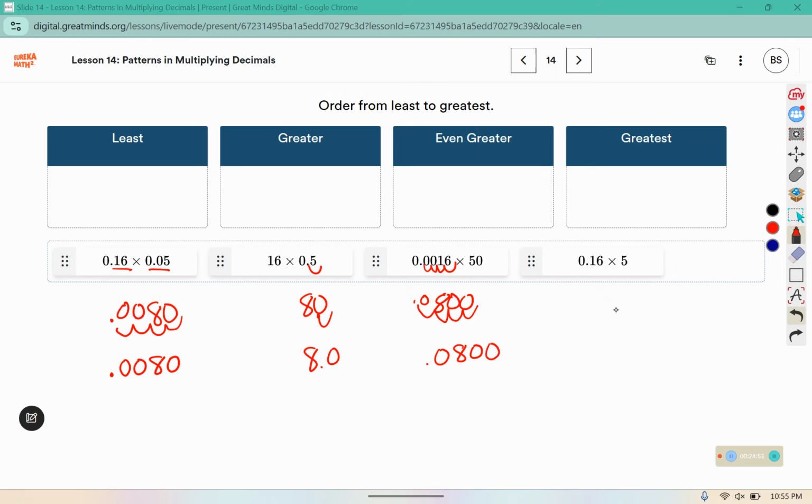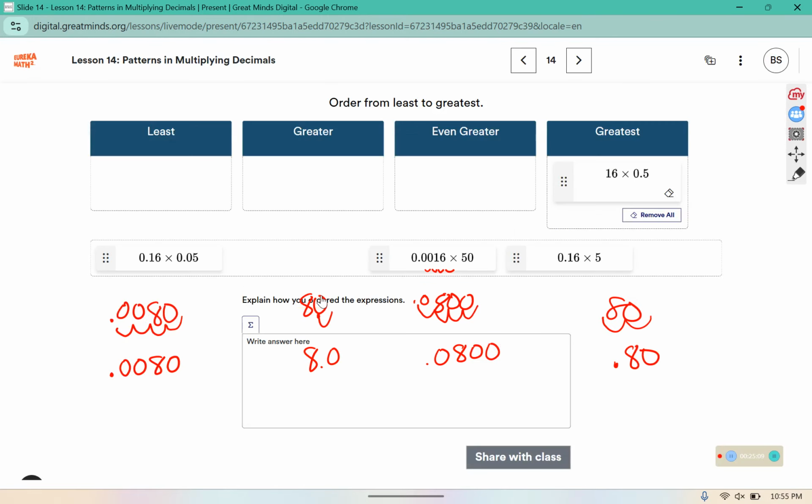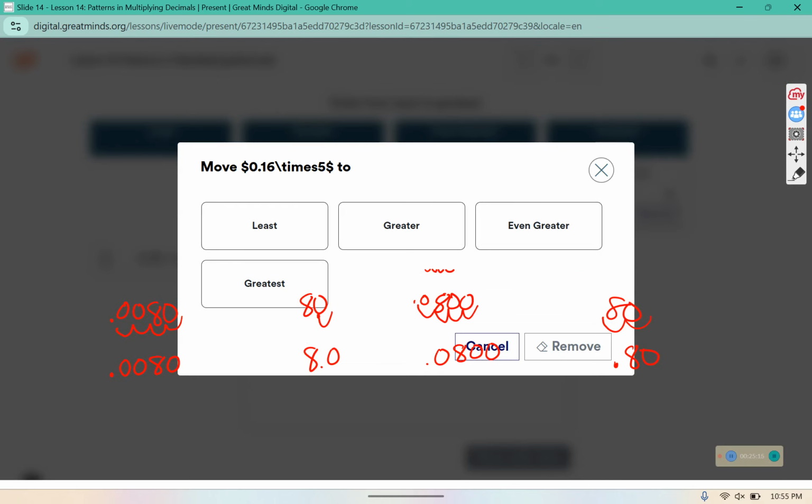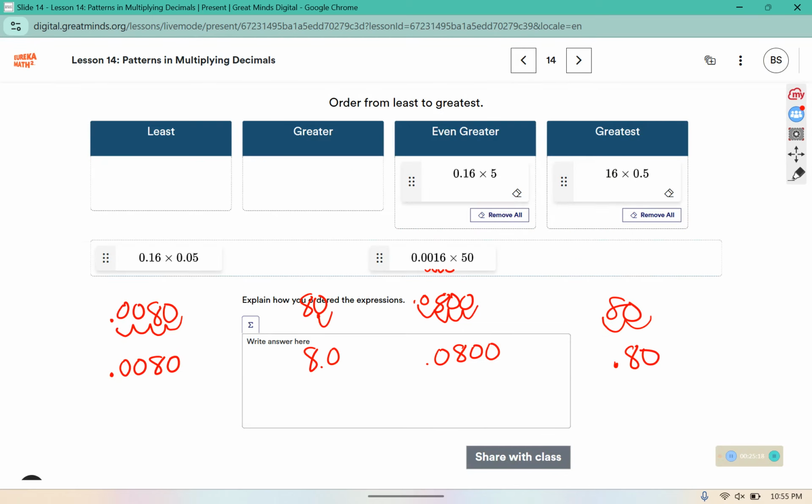And then this guy, 16 times 5 is 80, but it has 2 decimal spots. So 1, 2. So the greatest is going to be 8, the whole number. The next largest is going to be in the 10ths place, which is this one here. Then we have the one that's in the 100ths place. And the smallest is going to be the one that's in the 1000ths place.